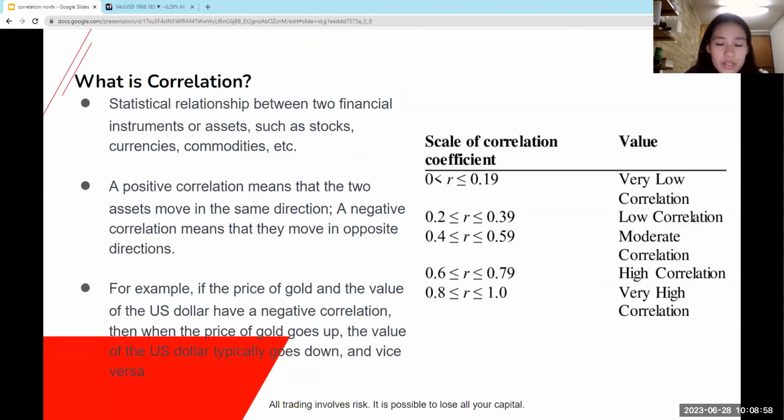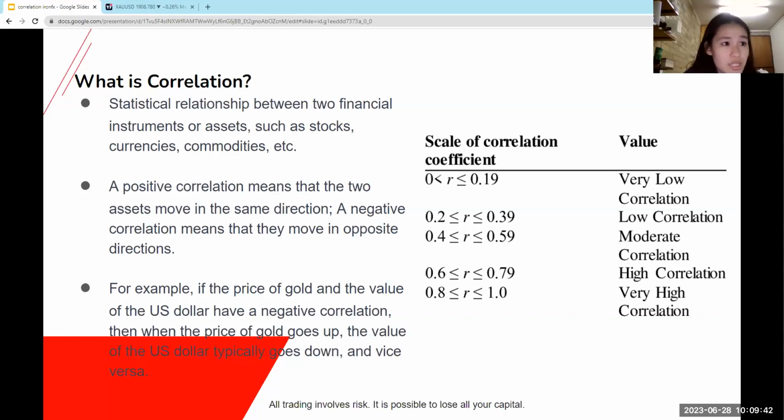So what exactly is correlation? Correlation in trading refers to the statistical relationship between two financial instruments or assets, such as stocks, currencies, commodities, etc. A positive correlation means that the two assets move in the same direction, while a negative correlation means that they move in opposite directions. For example, if the price of gold and the value of the US dollar have a negative correlation, then when the price of gold goes up, the value of the US dollar typically goes down, and vice versa.